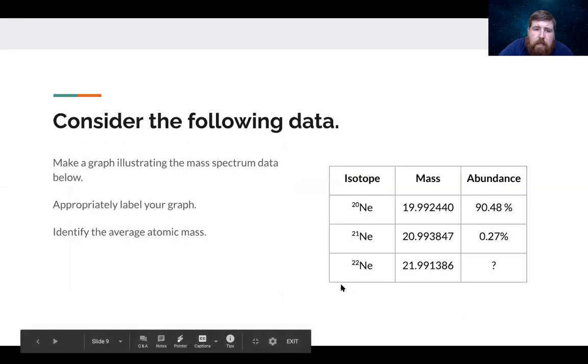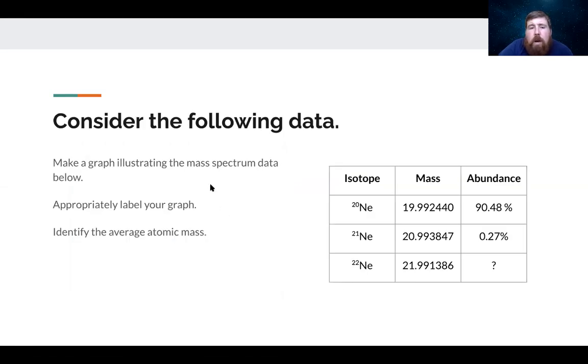All right, so last but not least, and I want you guys to do this on your own. I want you to create a mass spec graph given the following data. Please make sure you appropriately label your graph and identify the average atomic mass of neon. And compare it to the periodic table, see if you get fairly close. We'll talk about this graph in class later.